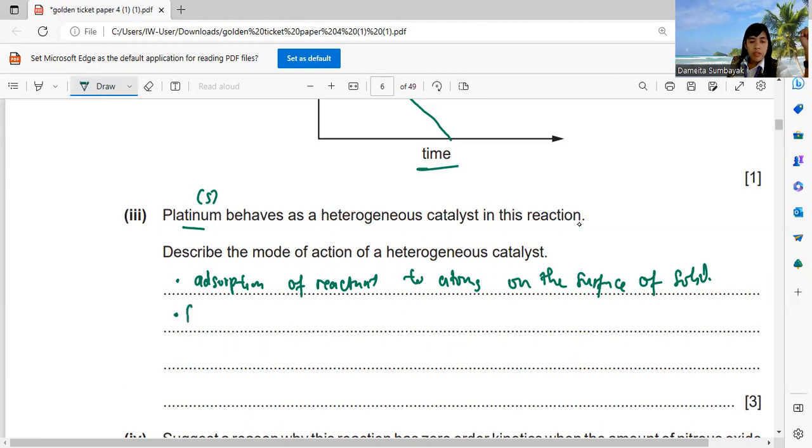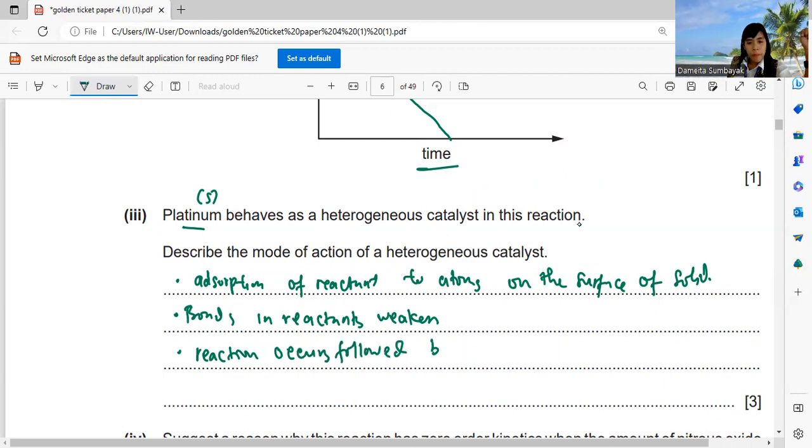and the bonds in reactants will be weakened. Reaction occurs, followed by desorption of products. All right.